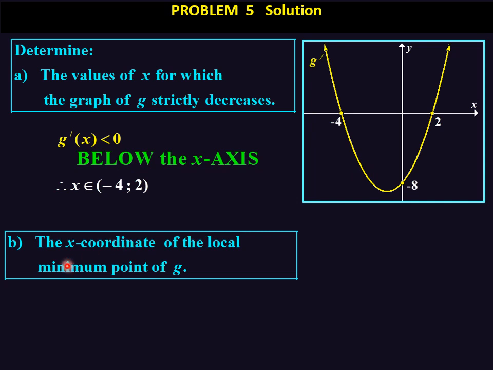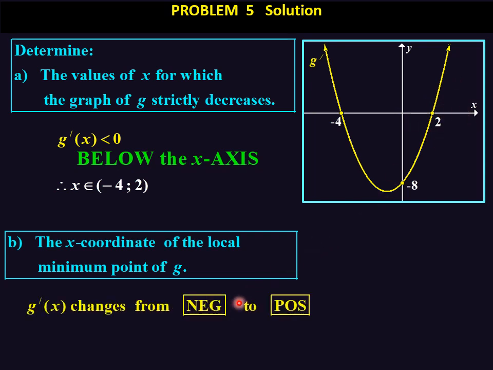Let's look at the second question. We must find the x-coordinate of the local minimum point. Now, a local minimum would be where the gradient changes from negative to positive. So let's see now. There the gradient is positive and then negative. So this is not a local minimum. Here the gradient is negative and then it becomes positive. So this is where we'll get a local minimum, right? It changes from negative to positive. Therefore, we have a local minimum at x equal to 2.